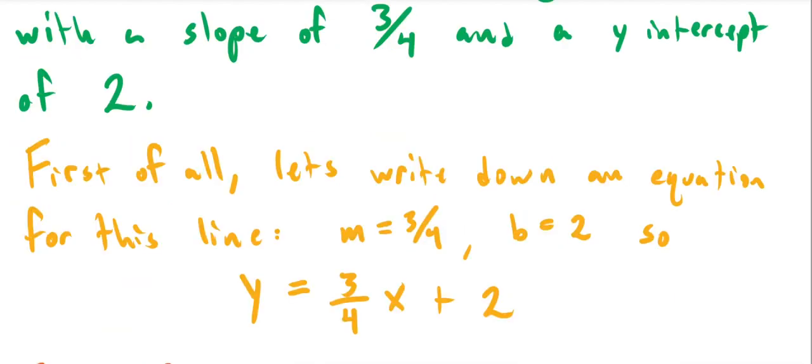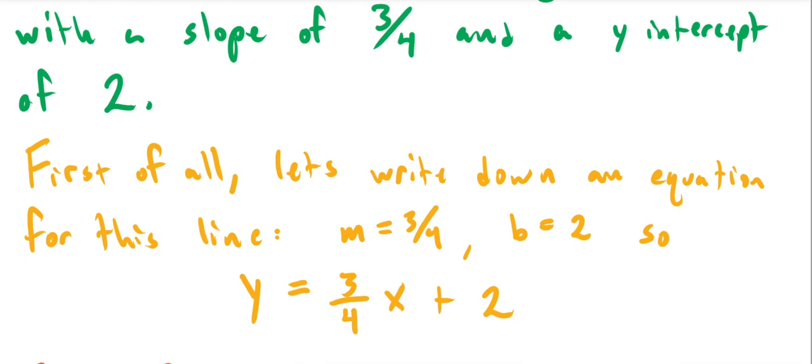There's a pretty good form of an equation that we could choose if we are given the slope and y-intercept, and that's slope-intercept form, y equals mx plus b. So we identify the slope as 3/4, the y-intercept is the number 2, and we put those down as follows. y equals 3/4 times x plus 2.